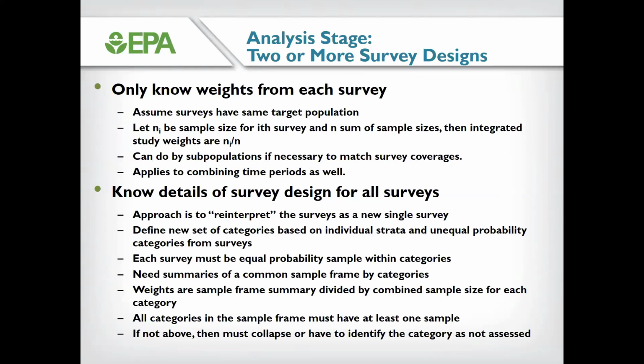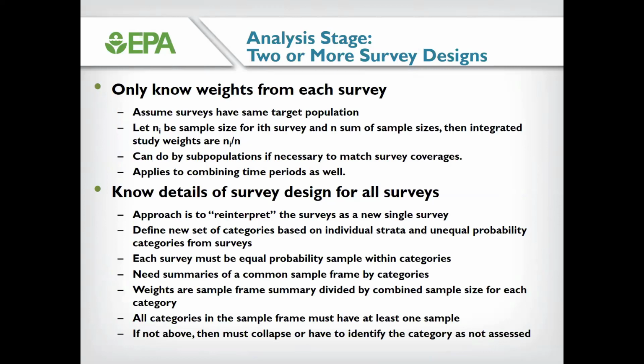You can do the same thing over time. If you know all the details, you reinterpret it as a single survey. Basically you've got to define a new set of post-stratification, if you want to use that term, and you've got to define it so it works for all the surveys that you're trying to integrate. If you just do it blindly, you can end up with way more categories than you can handle. Sample sizes will get too small. You can end up having to collapse. Pay attention to those. You've got to check to make sure the entire population is covered when you do that.